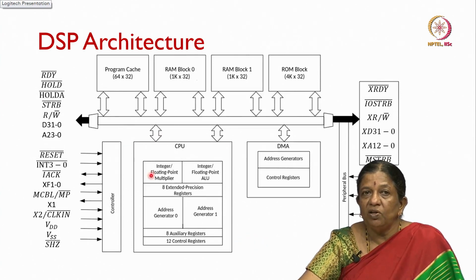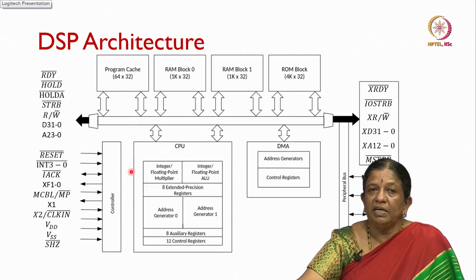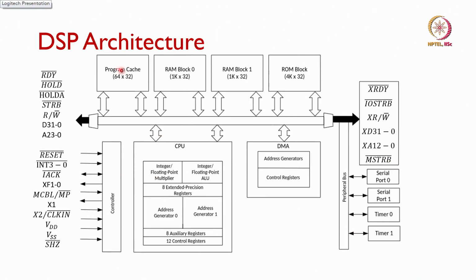So, we will see a little bit of the DSP architecture and we will be taking a detailed look in the next class. As you can see here, I have considered the floating point DSK 6713 processor. You have the integer or floating point multiplier here, and then an integer floating point ALU for addition, and then we have some extended precision registers and address generators 0 and 1, then some auxiliary registers and some control registers.